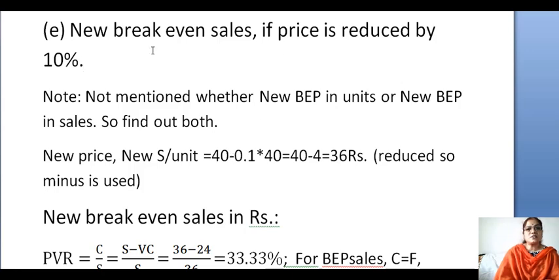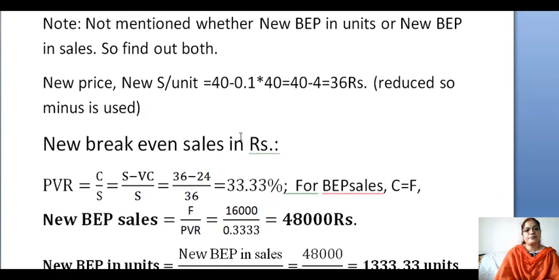How much is it reduced by? 10%. 10% of the selling price. First find out 10% of the selling price. Subtract that from 40, because that was the original selling price, and it is subtraction because it is reduced by. If it was increased by, you just add. So when we subtract, we get 36 rupees. This is the new selling price.